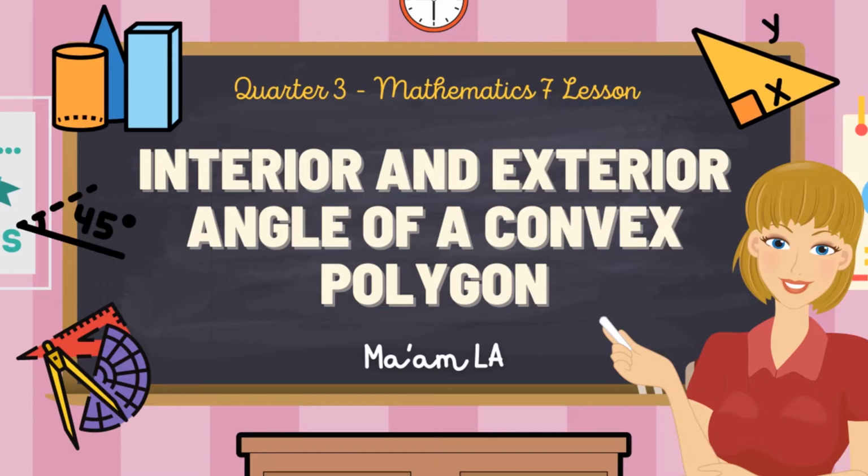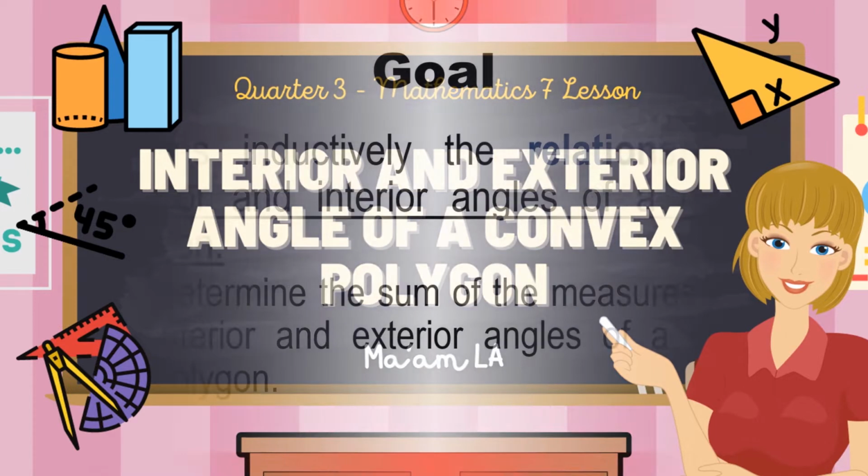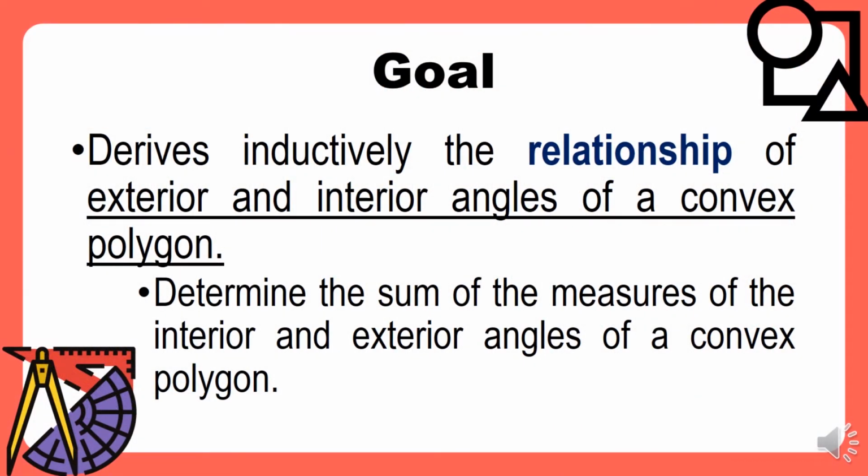Pero bago ang ating lesson, alamin muna natin ang ating goal or target in this topic at tayo ay mag-review sa mga nakaraang lessons natin. Goal: derive inductively the relationship of the interior and exterior angle of a convex polygon. Determine the sum of the measures of the interior and exterior angles of a convex polygon.